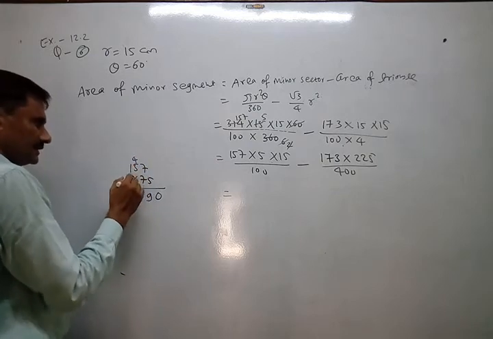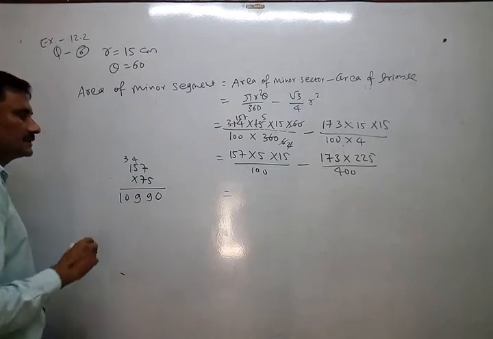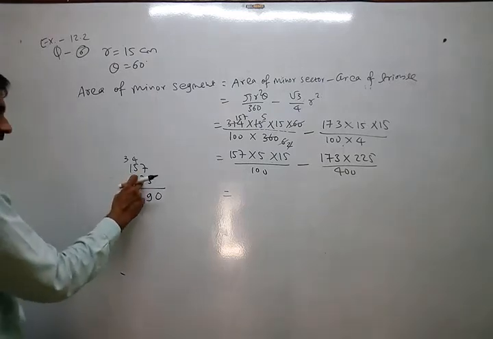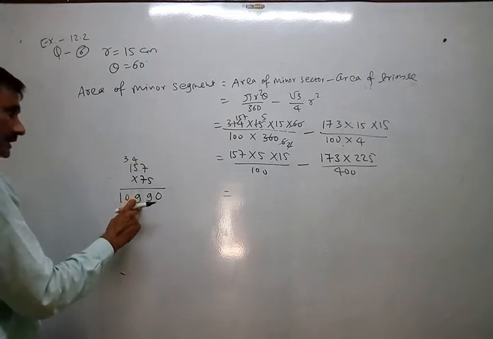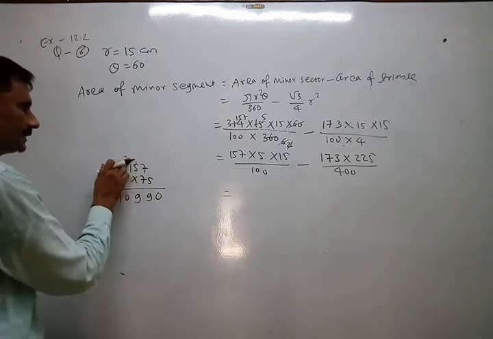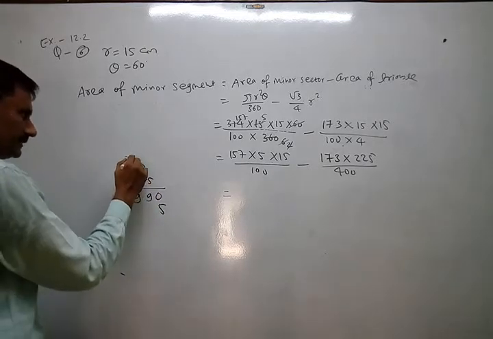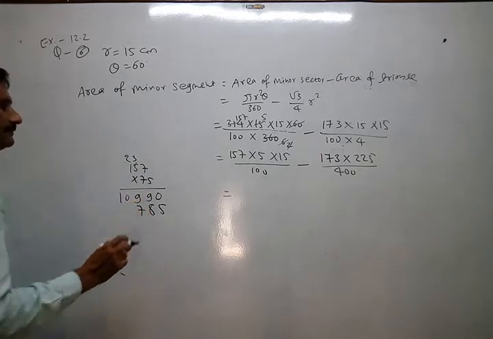7 7s are 49. 4 7 5s are 35 plus 4 is 39, 3. 7 1s are 7 plus 3 is 10. Again 7 7s are 49, 4 7 5s are 35 plus 4 is 39, 3 7 1s are 7 plus 3 is 10. Now 5 7 5s are 35. 3 5 5s are 25 plus 3 is 28, 2 7.